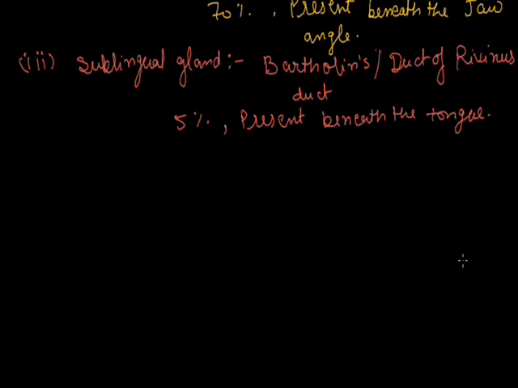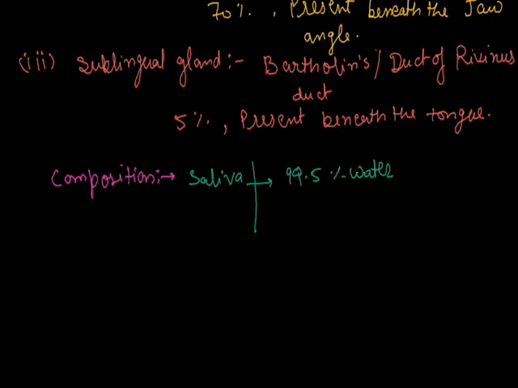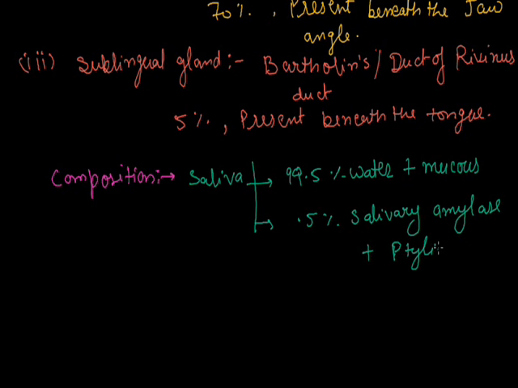Now we will talk about the composition of saliva. What is the composition of saliva? Saliva contains 99.5% water plus mucus and 0.5% salivary amylase or ptyalin. By the help of ptyalin, or salivary amylase, starch is converted into maltose.